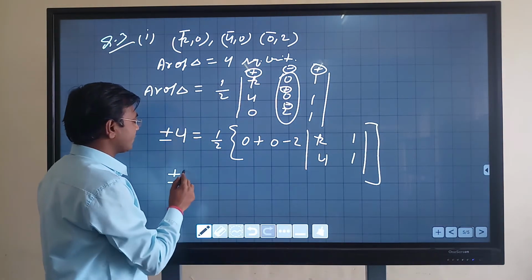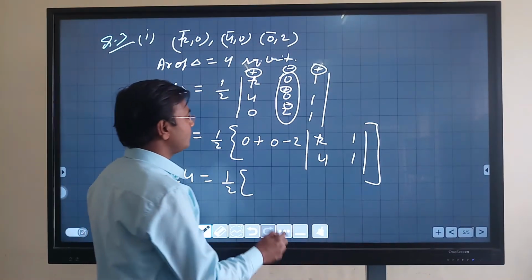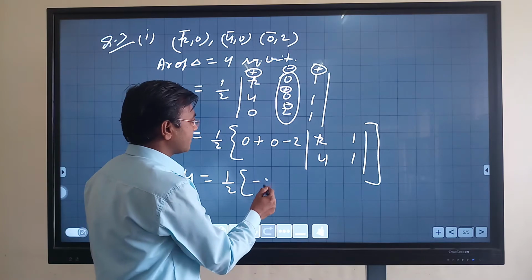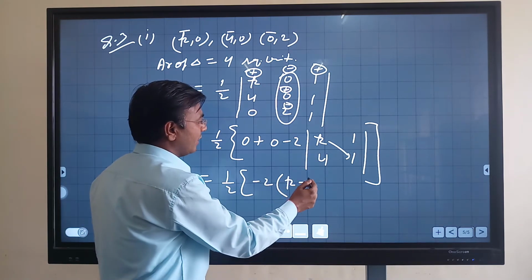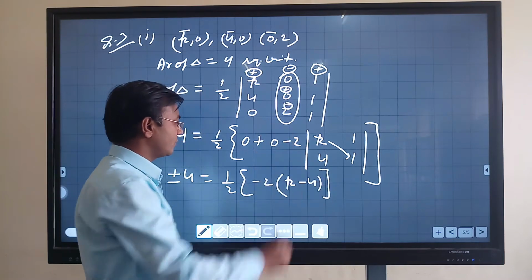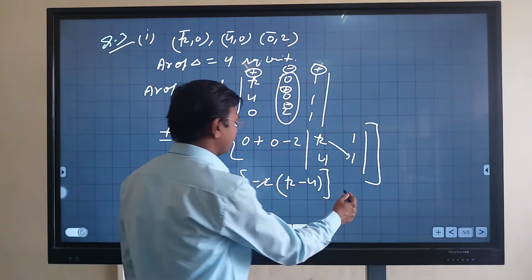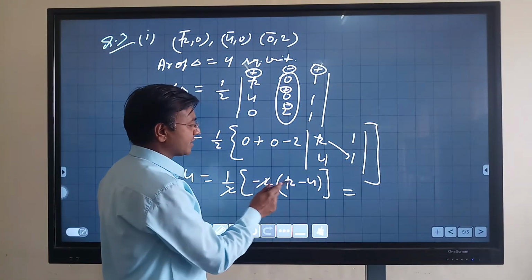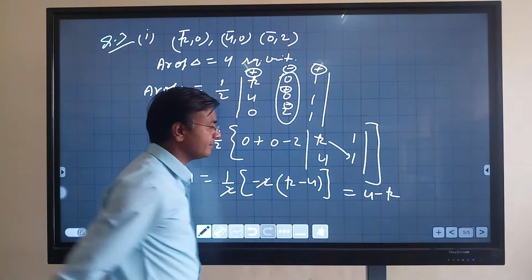So now plus minus 4, 1 by 2 into minus 2. Now simplify the determinant: k minus 4, right? So now this will be cancelled out, so we will get, multiplying the minus sign with this, 4 minus k, okay?